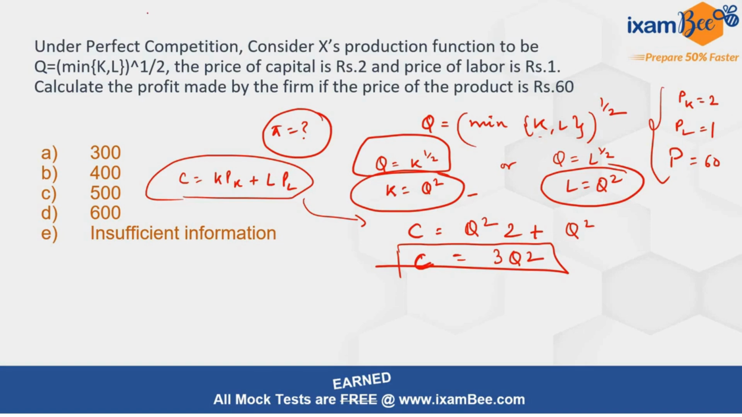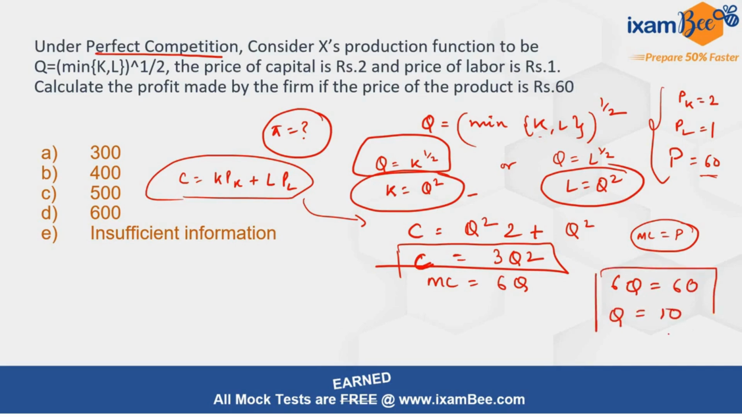Now here it's also mentioned that it is a perfect competition. So what is the optimal profit maximizing condition under perfect competition? That the marginal cost is equal to the price of the product, right. So marginal cost here is 6Q and the price is 60. So this would mean what? That 6Q is equal to 60 at the optimal. So this is going to give you your Q to be equal to 10. This much quantity should be produced at the optimal.